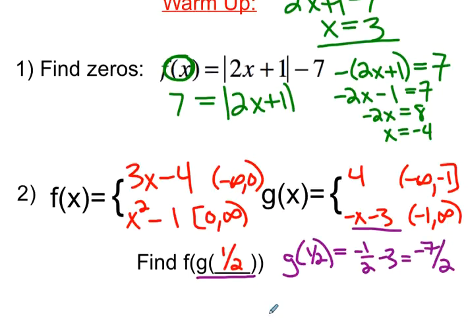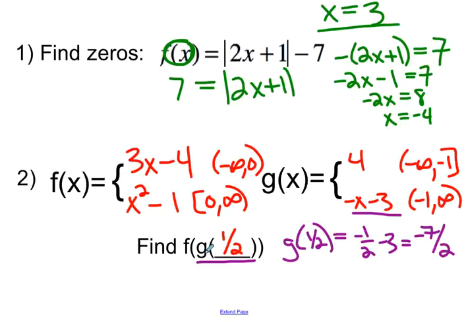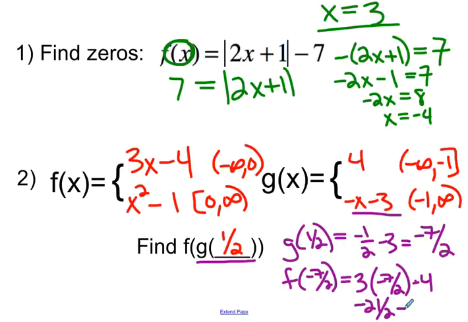And then from there, I have my g of 1/2, so it's negative 7/2. So now I need to find f of negative 7/2. And I look at my thing here, negative 7/2 is a negative number, so it fits in with this domain here because it's negative infinity to 0. So I'm actually going to plug in this top one. This bottom one I do not deal with at all. So I'm going to find f of negative 7/2. I'm going to do 3 times negative 7/2 minus 4, which is going to be the same thing as negative 21/2 minus, yeah, minus 8 halves.